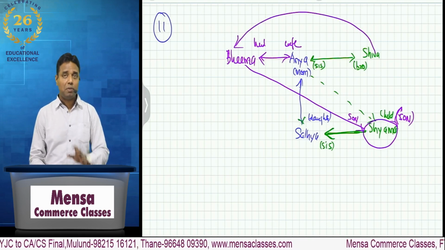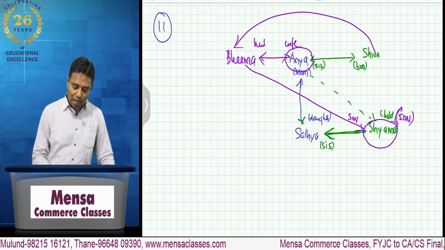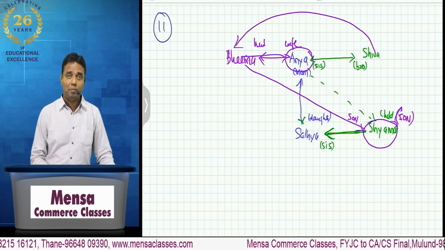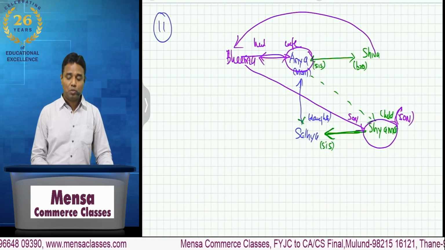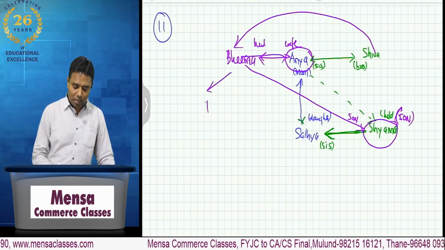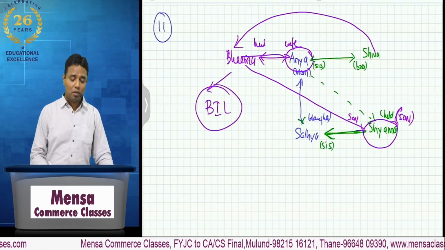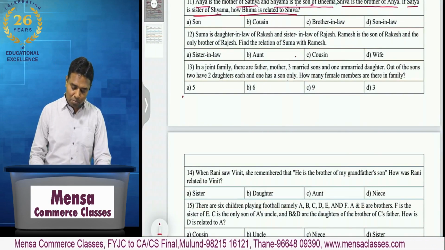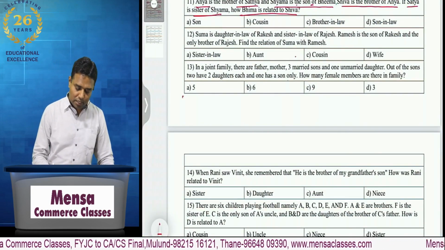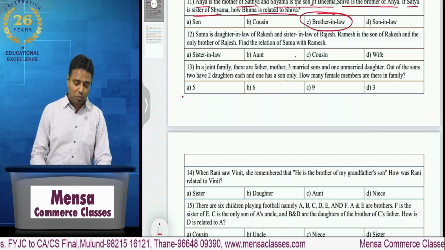So what will Shiva call Bhima as? So Shiva will call Bhima as my sister's husband, because Shiva's sister is Anya, Anya's husband is Bhima. So Shiva will say Bhima is my brother-in-law. That is the correct answer, right? So let us check. Brother-in-law is the correct answer. That is our option number C. Fine. I hope the question is very, very clear.